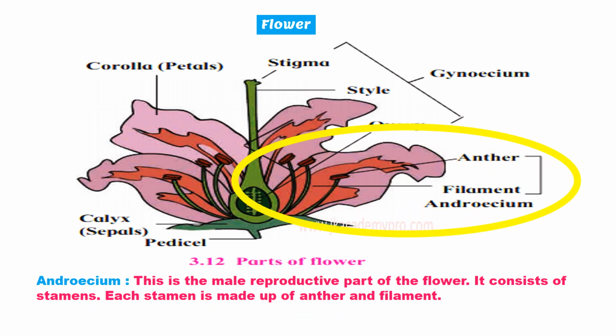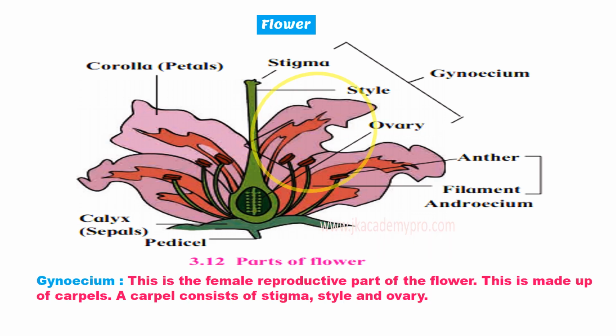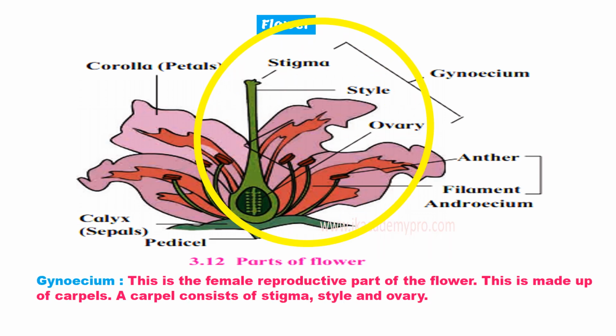Androecium. This is the male reproductive part of the flower and it consists of the stamens, and each stamen is made up of anther and filament. Gynoecium. This is the female reproductive part of the flower. Now, this is made up of carpels, and the carpel consists of stigma, style, and ovary.